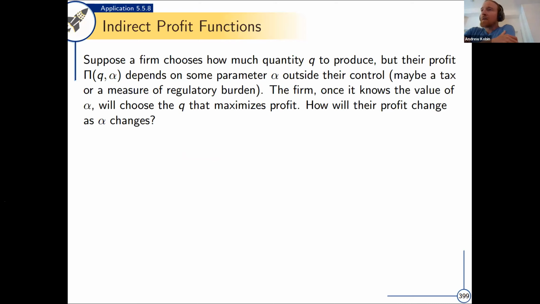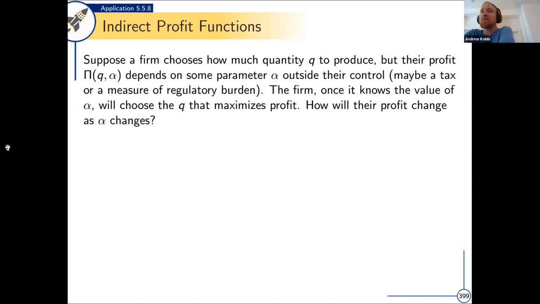So here's another applied situation. We don't have too much information here, but you can imagine assigning some values to some of the variables here to get an actual real-world problem to approach. So let's suppose a firm chooses how much quantity of some product to produce, but their profit, here we're going to write it pi of q comma alpha, this is the capital pi symbol in the Greek alphabet, depends on the quantity q, but also some other parameter alpha that's outside their control. And maybe alpha is some tax, maybe it's some cost that's built into producing this type of product, or some regulatory function that's required to operate their factory.